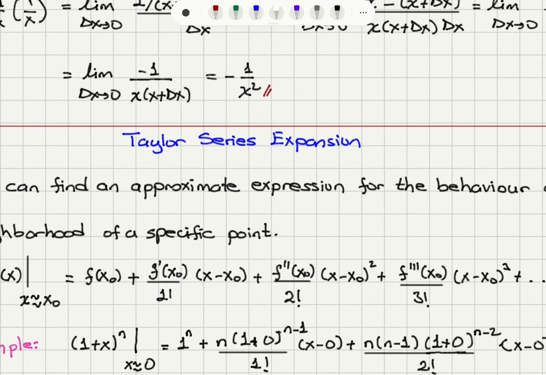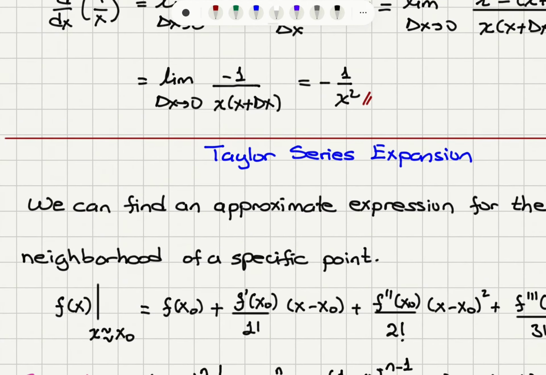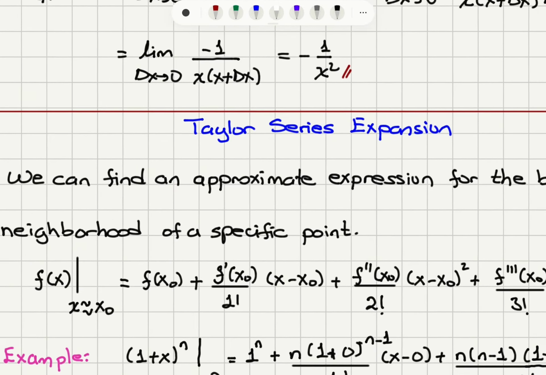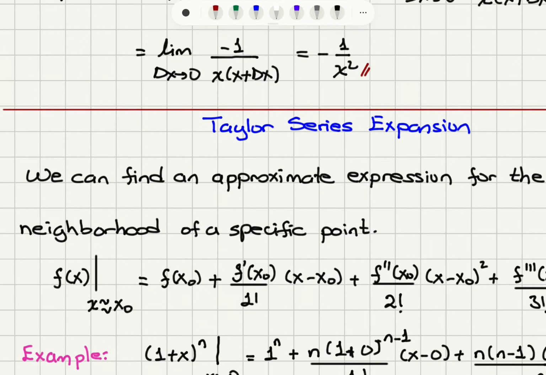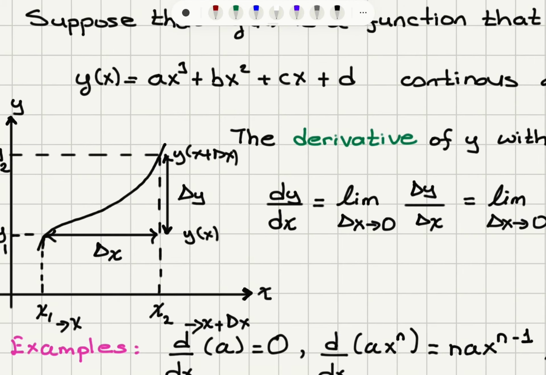Now, an important series expansion that we use very frequently is called the Taylor series expansion. Basically, this is used to find an approximate expression for the behavior of a function in the neighborhood of a specific point. We have a general function here, but we want to know, for example, the behavior in the vicinity of this point. So is this linear here, or is it more like x squared or x cubed? How is this function behaving in the vicinity of this point?